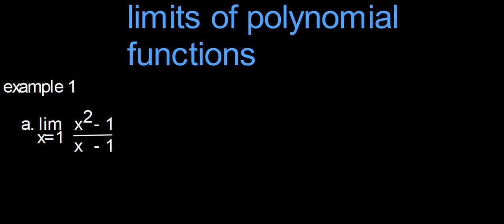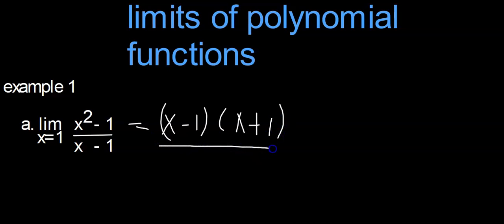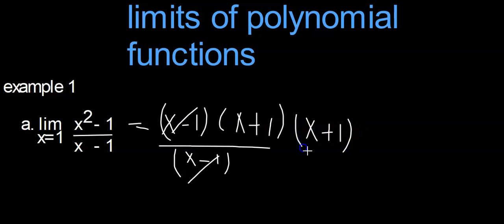Since when I substitute 1, I get 0, and I don't want that to happen, I need to simplify this. x raised to 2 minus 1 is the same as x minus 1 times x plus 1. When you multiply x plus 1 by x minus 1, you get x squared minus 1. And then in the denominator we have x minus 1, so now I can cancel out these two things. When I cancel them out, I'm left with x plus 1.